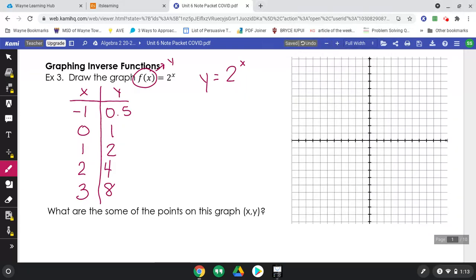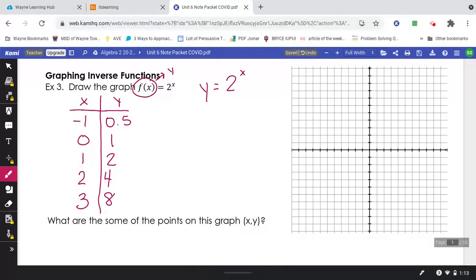All right, so we'll go ahead and plot those points. -1, 0.5 would land right about there, right in between the 0 and the 1 line. 0, 1 will be right here. The point 1, 2: over 1, up 2. 2, 4: over 2, up 4. And 3, 8: over 3, up 8.